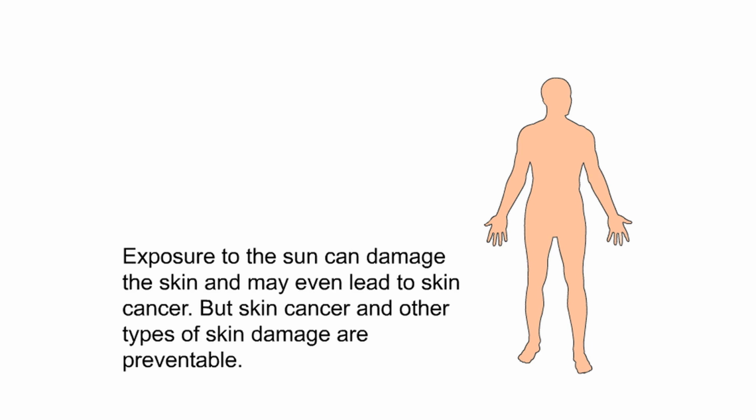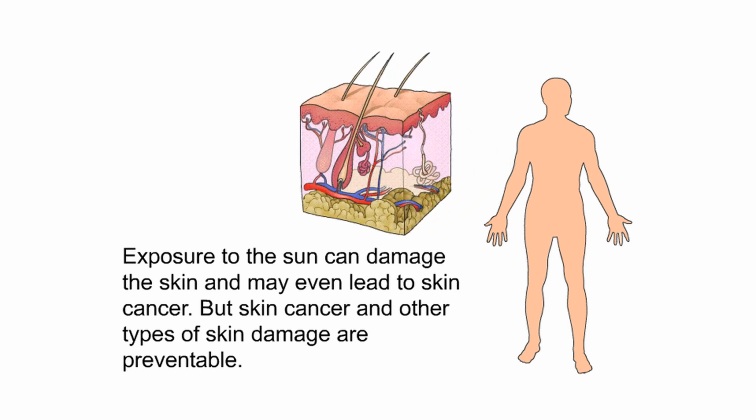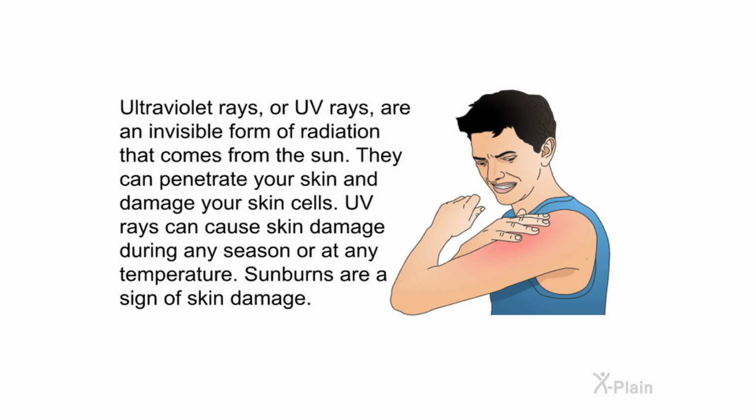Summary. Exposure to the sun can damage the skin and may even lead to skin cancer. But skin cancer and other types of skin damage are preventable. Ultraviolet rays, or UV rays, are an invisible form of radiation that comes from the sun. They can penetrate your skin and damage your skin cells. UV rays can cause skin damage during any season or at any temperature. Sunburns are a sign of skin damage.